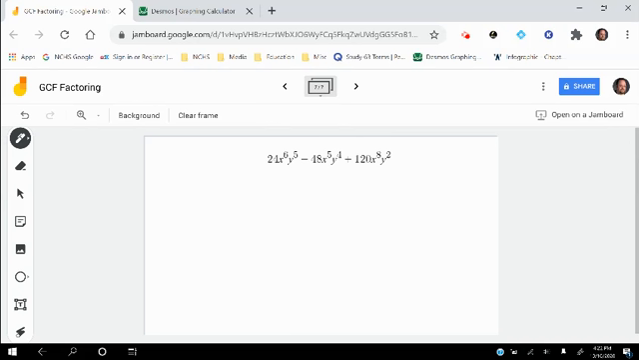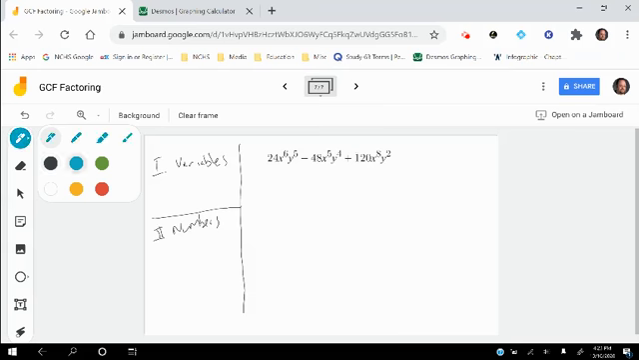Now let's look at a larger problem. Let's see what happens with this problem here. Now this has more than one variable. So again, we're looking at variables and then numbers. So first on my variables, let's identify our terms. 24x to the 6th y to the 5th minus 48x to the 5th y to the 4th plus 120x to the 8th y to the 2nd.